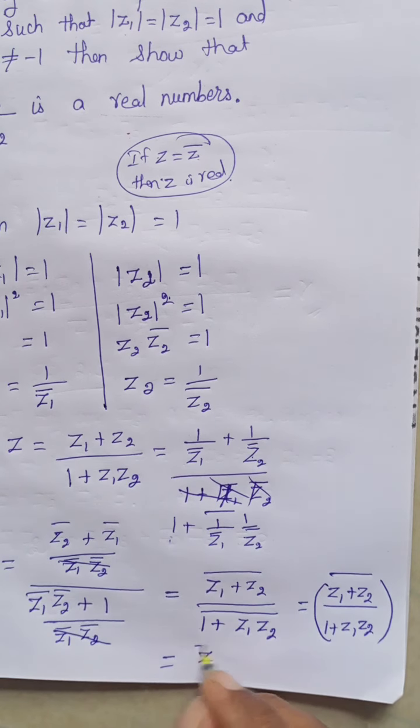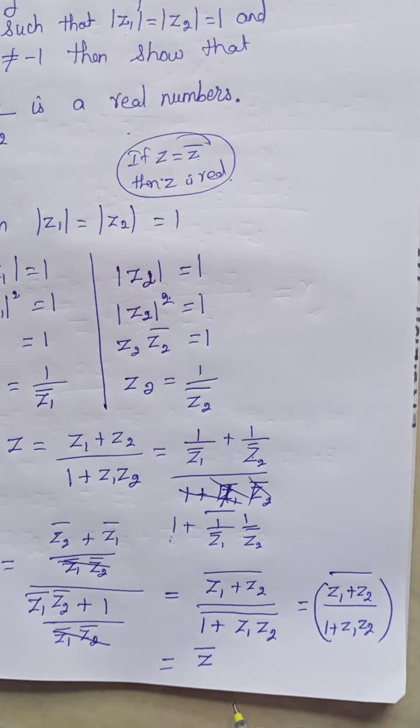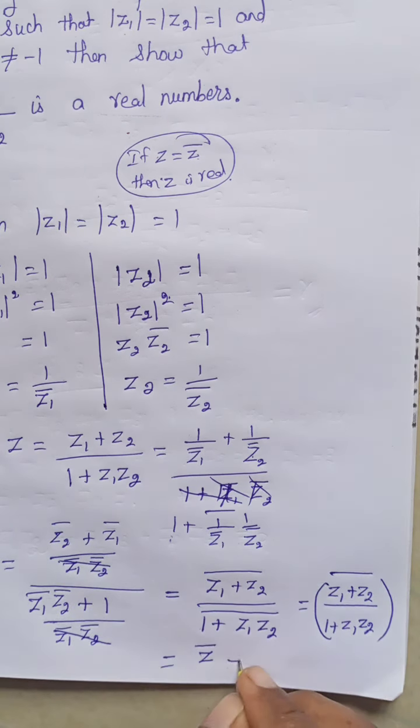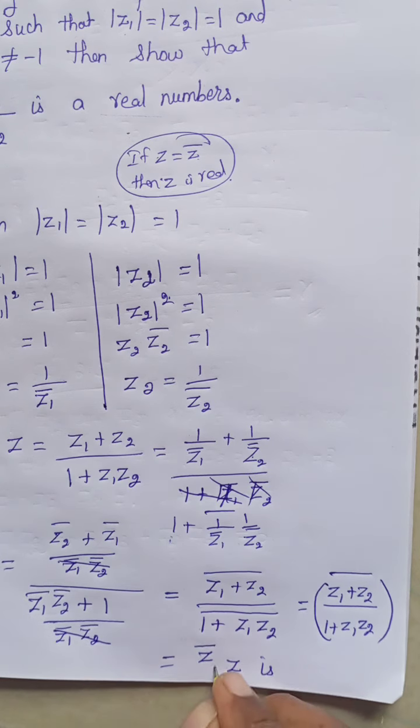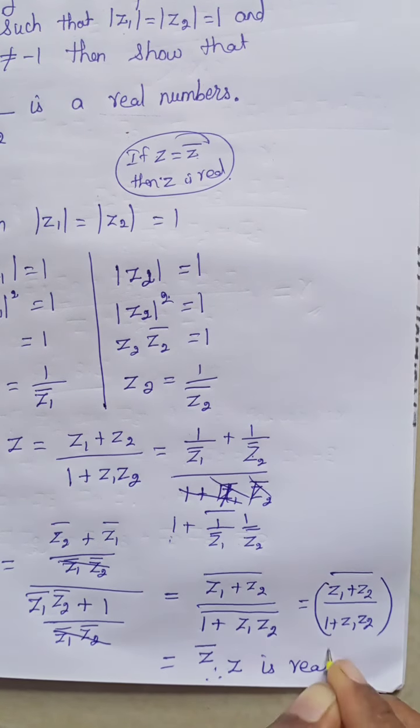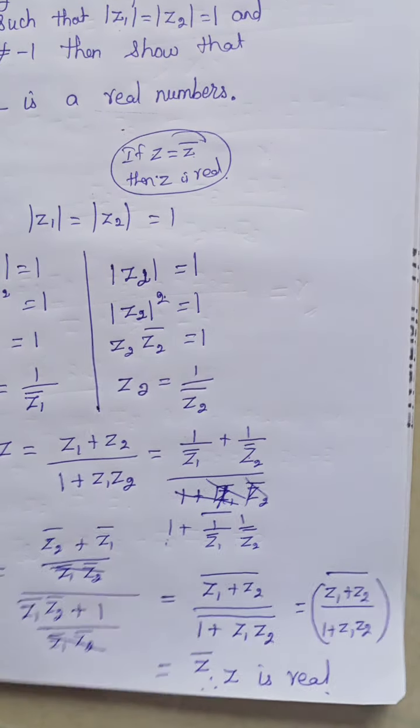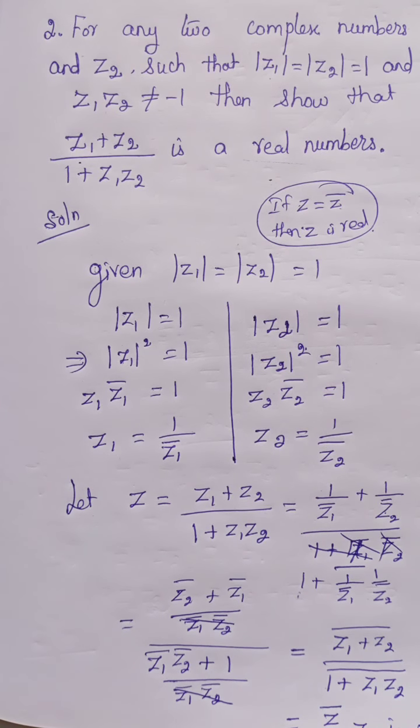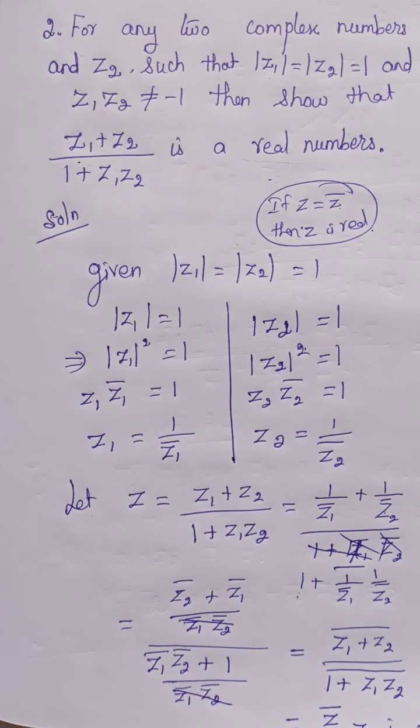So we have got z bar. So when we are getting z is equal to z bar, we can write that it is real. Therefore, z is real. Or you can write in the question, z1 plus z2 by 1 plus z1 into z2 is a real number. Is that clear?